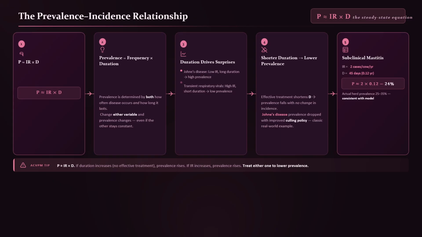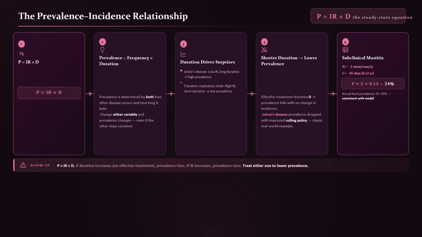And this is why treatment matters in a way people don't always expect. If you shorten duration, better treatment, smarter culling, prevalence falls even if you never change the incidence rate at all. Johne's prevalence dropping after a better culling policy is the classic example. For the exam, know all 3 rearrangements cold.